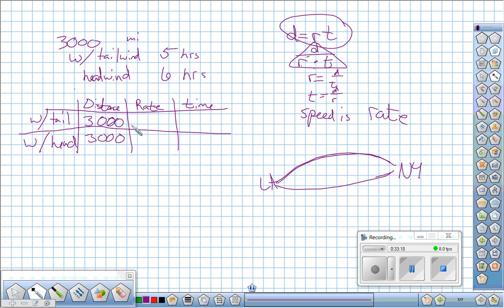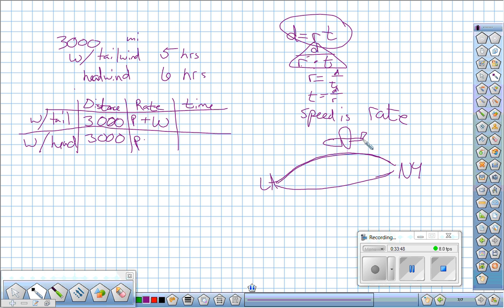My rate here would be however fast the plane is going, obviously, but then I also need to add and subtract the actual wind that's happening as well. With the tailwind, it's pushing the plane. So a tailwind is going the same direction the plane is going, so we're adding that speed. The headwind, you have your little plane here and your wings, and this is an awful plane that I'm drawing.